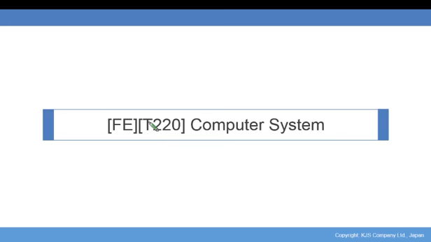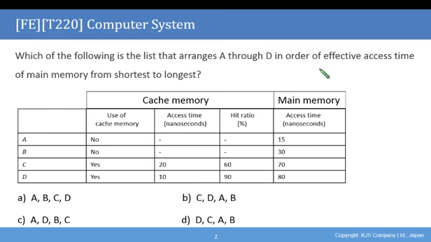This is FET220 computer system. Which of the following is the list that arranges A through D in order of effective access time of main memory from shortest to longest?